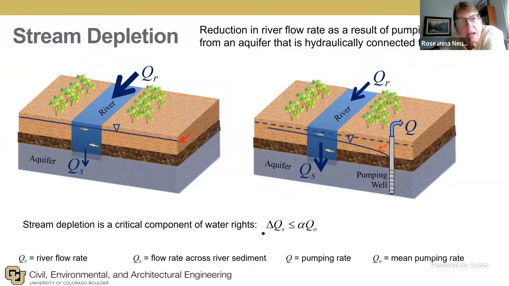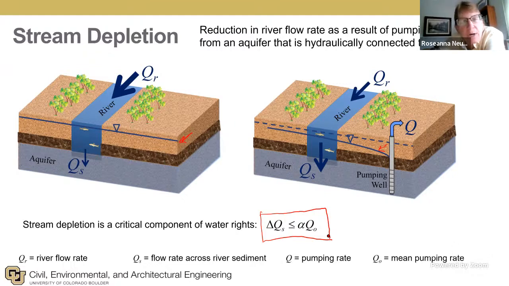And the relationship shown down here is just a general relationship: you can pump at some rate Q naught as long as, whatever proportion your state dictates, alpha times Q naught is less than the change in the exchange between the aquifer and the river, or the amount of stream depletion.